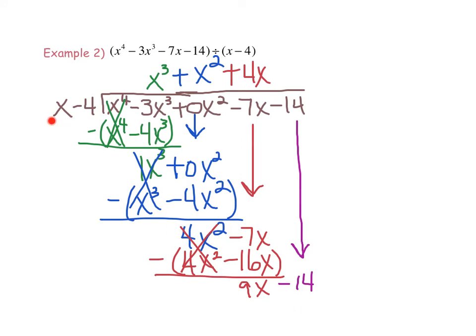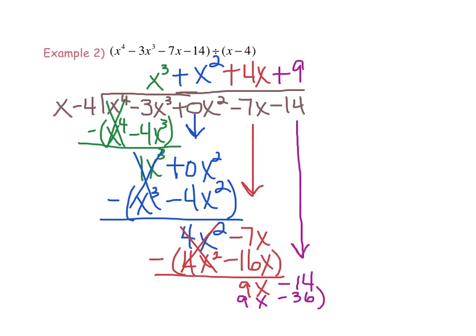Now I'm ready to bring down my last term, which is minus 14. I go back to the first term in the divisor and say x times what equals 9x, and the answer to that would be positive 9, so I'll write plus 9. Now I will distribute the 9 to the x and the negative 4. 9 times x is 9x, and 9 times negative 4 is negative 36.